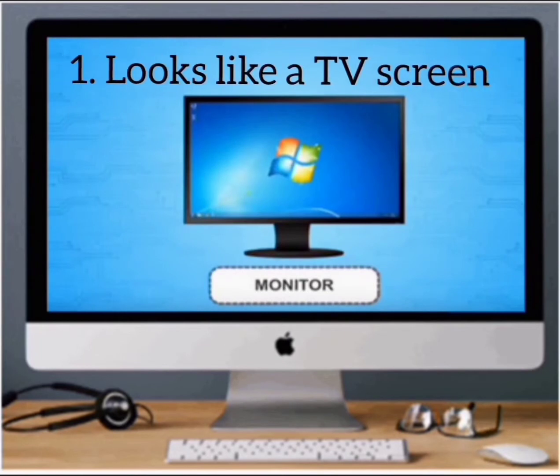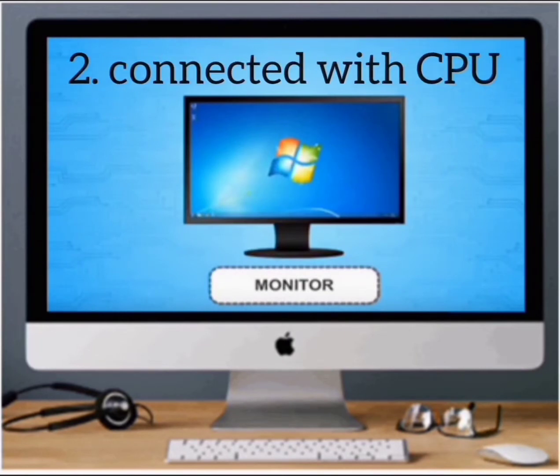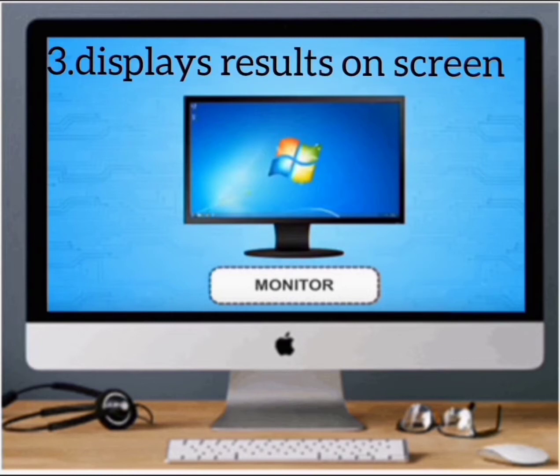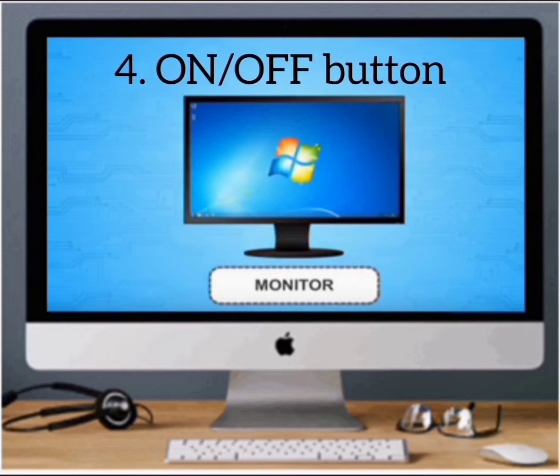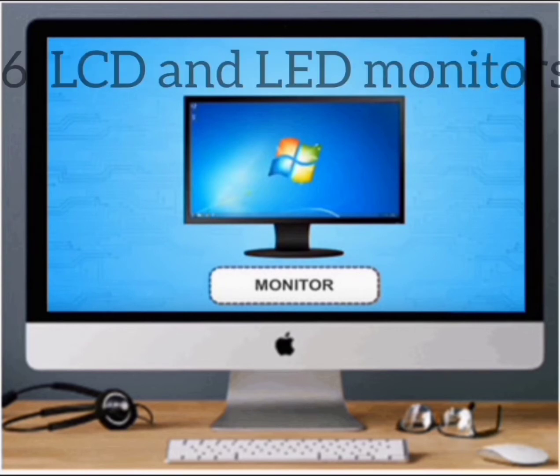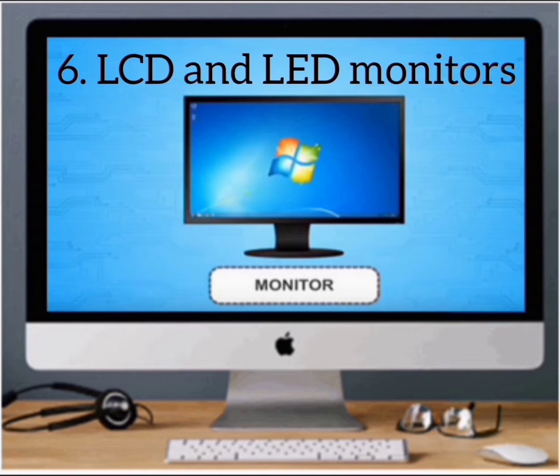Monitor. It looks like a TV screen. It is connected to the CPU with a wire. It displays all the results on the screen. The monitor has on and off buttons. You can watch movies and cartoons on the monitor screen. Some new types of monitors are LCD and LED monitors.